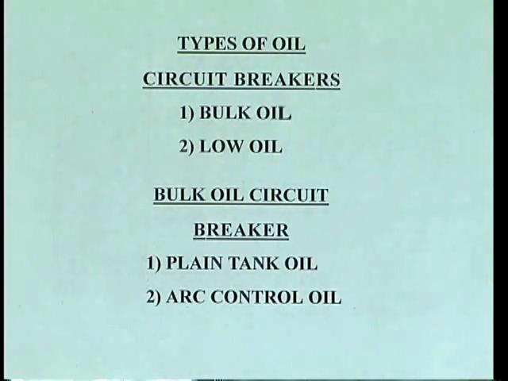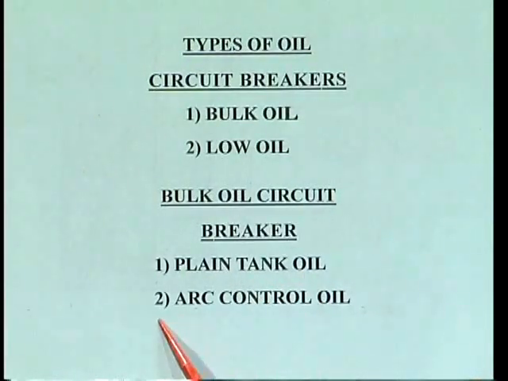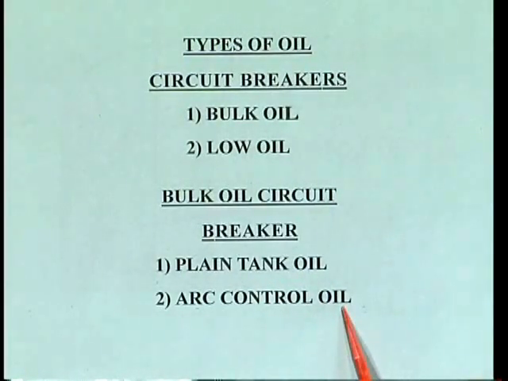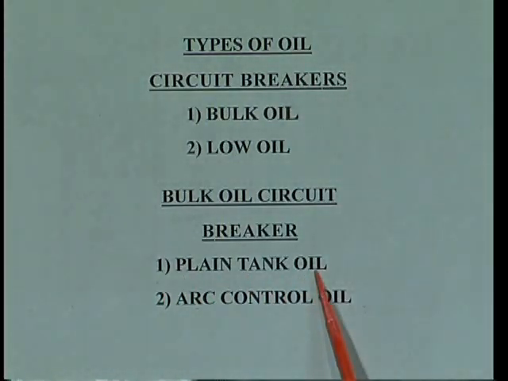So further we divide bulk oil circuit breakers into two types. They are the plain tank oil circuit breaker and the arc control oil circuit breaker. So we will now study the plain tank oil circuit breaker. The figure of the plain tank oil circuit breaker is like this. You see the figure of the plain tank oil circuit breaker.